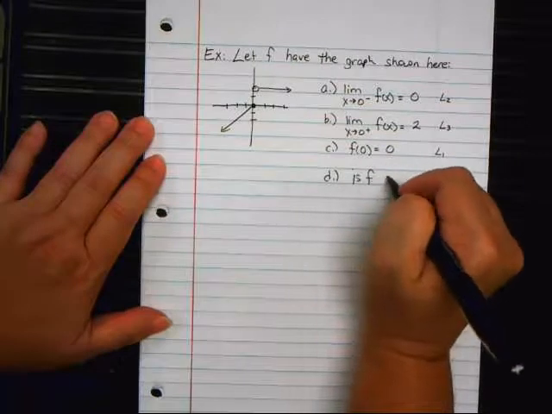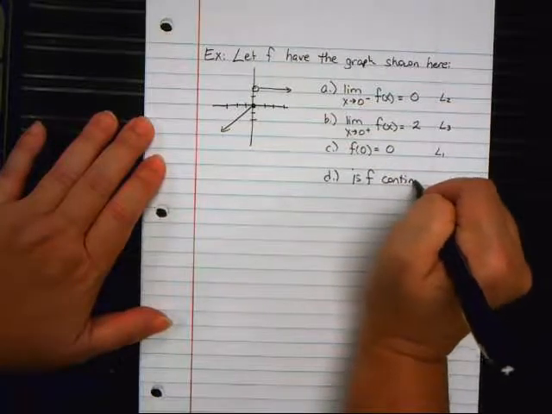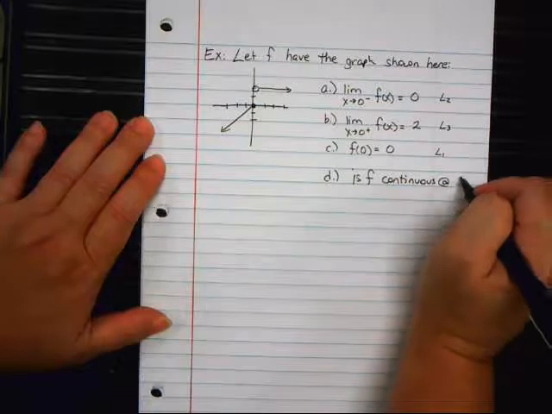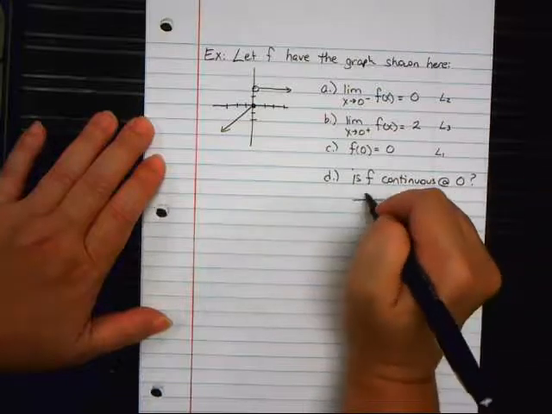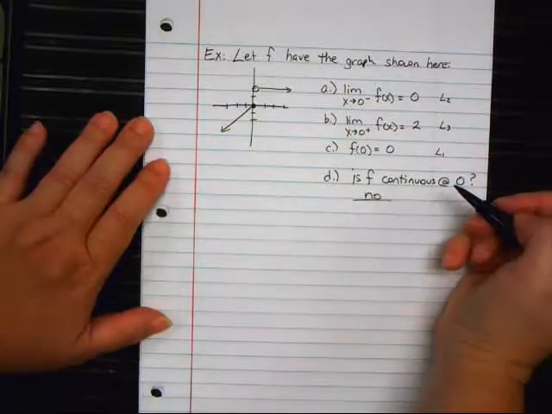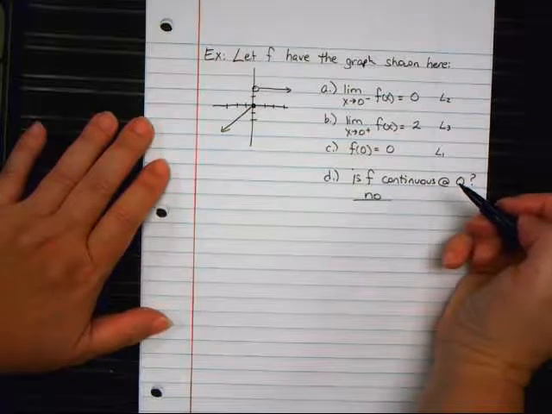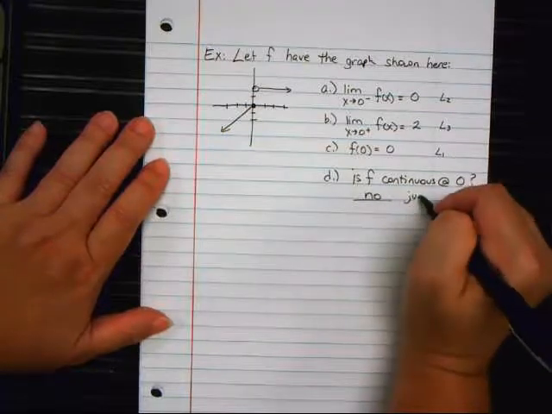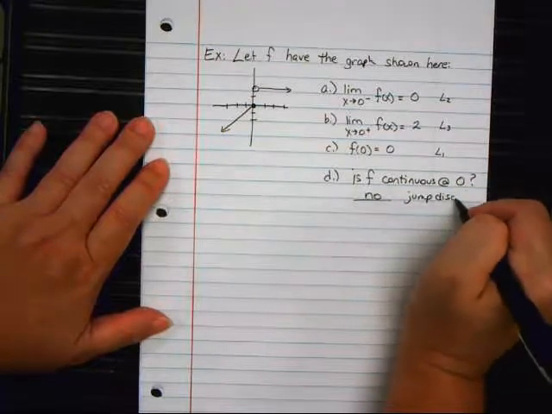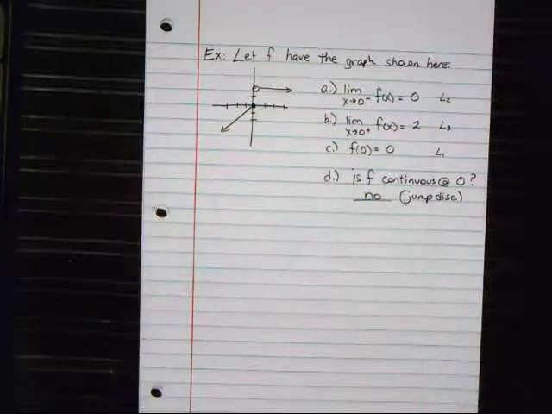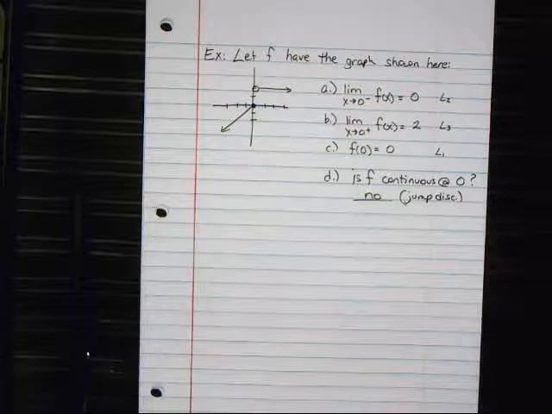So, is F continuous at 0? And the answer is no. What kind of discontinuity does it have? It has jump discontinuity. That's the kind of questions you're going to be asked on the homework tonight. Okay? Let me show it to you. And I'll hand this out in about 2 seconds.